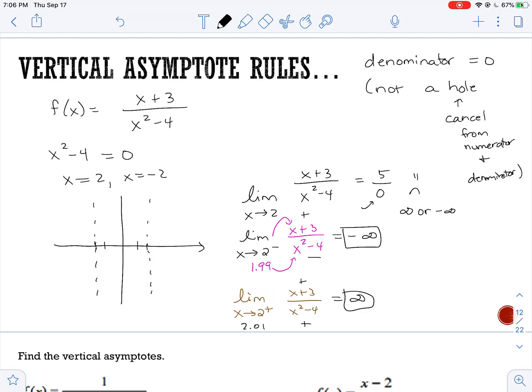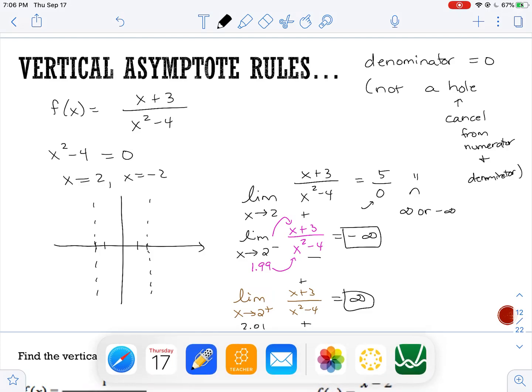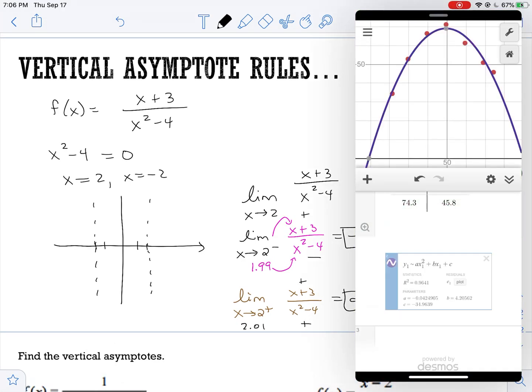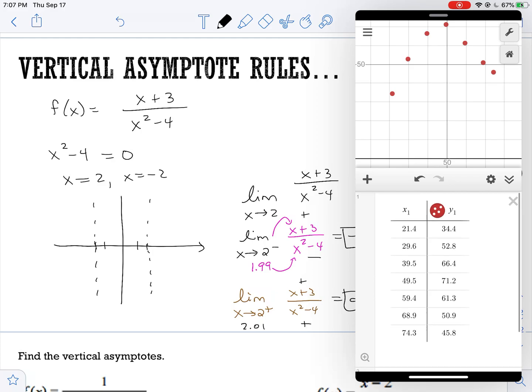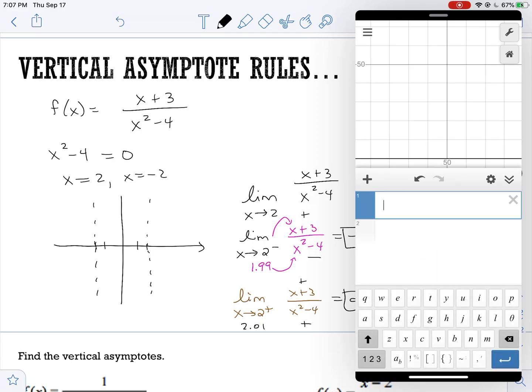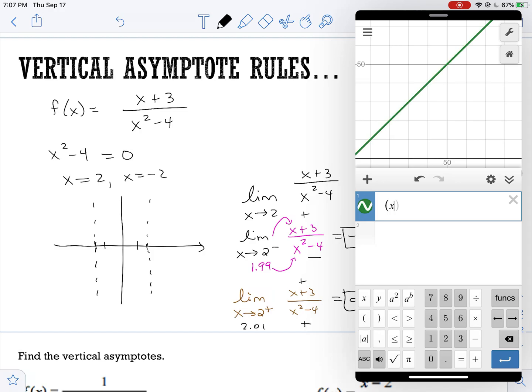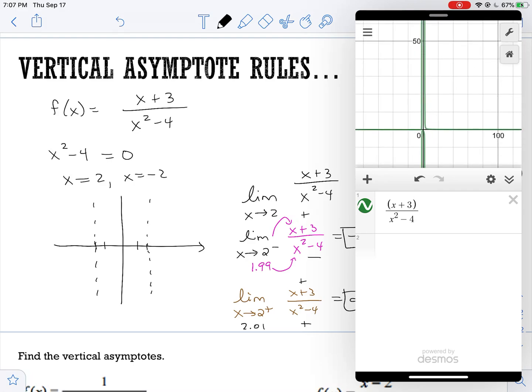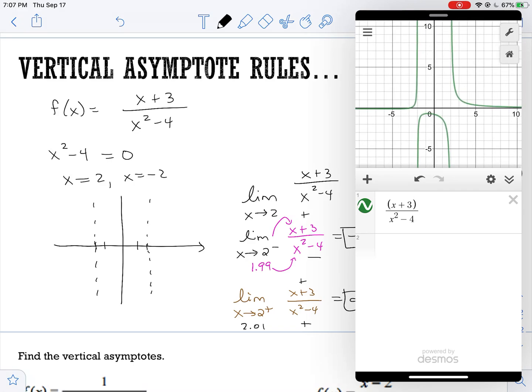And so at vertical asymptotes on the graph, if you try and find the limit, the limit is either going to be infinity or negative infinity. So let's pull this graph up on Desmos and see what it looks like. Let me get rid of these. I'm going to put it in parentheses because the numerator has multiple terms. So x plus 3, and then divided by x squared minus 4. If I graph this, notice at 2 and negative 2, we've got asymptotes.